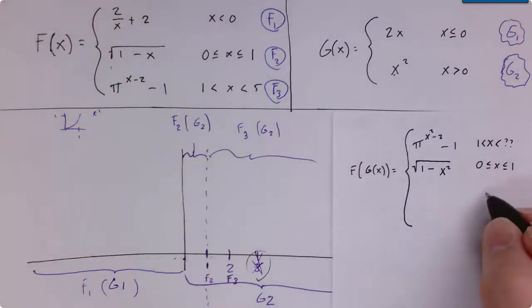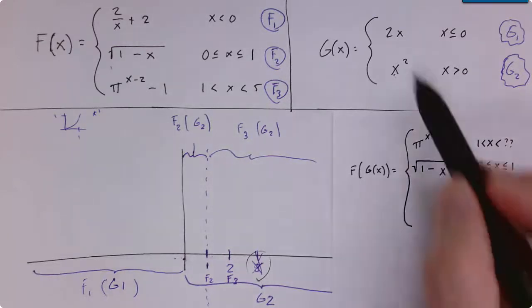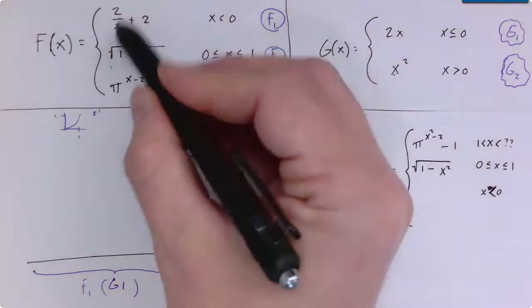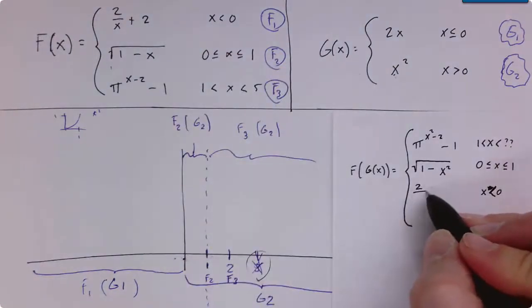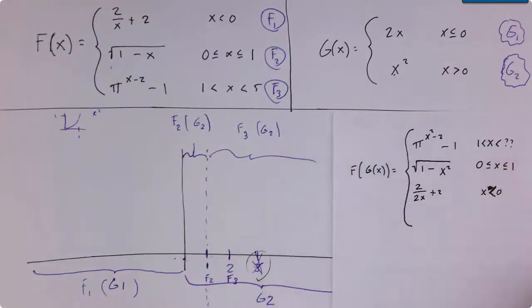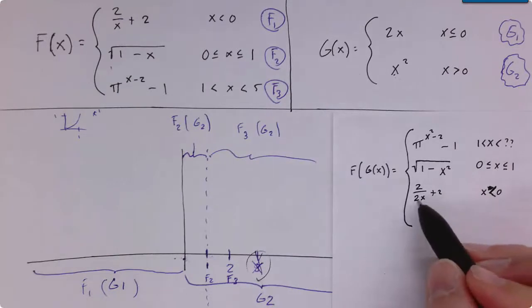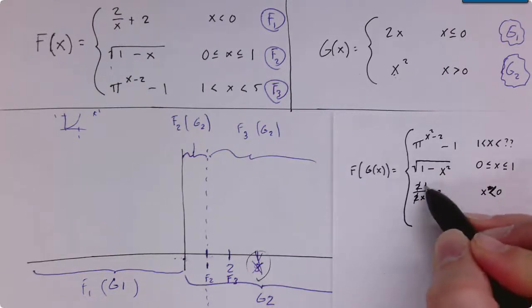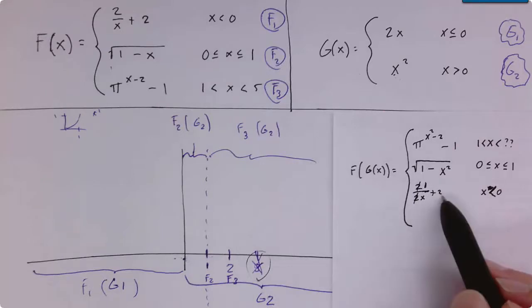And so now that lets us write our third piece. For the interval that's x less than 0, we're plugging 2x into this one. So 2 divided by 2x plus 2. It's probably a little silly to keep that there, so let's have those divide each other to make 1. So now we've got 1 over x plus 2.